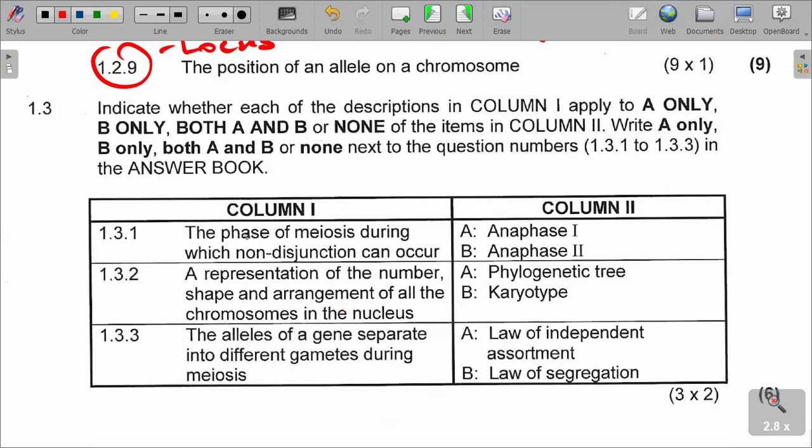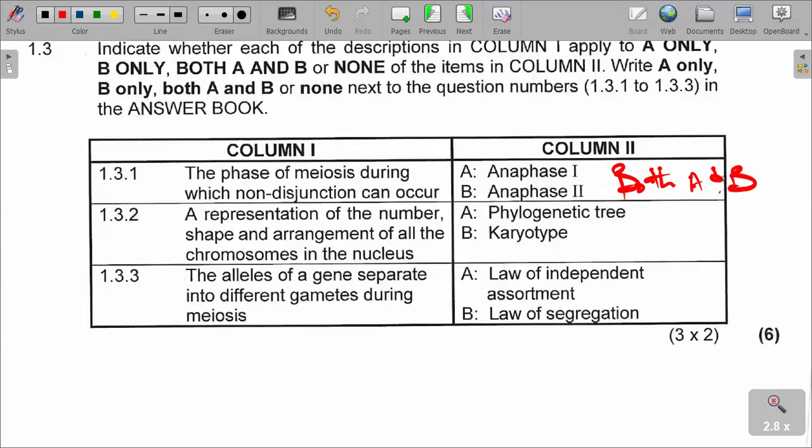And then we go to question 1.3, which is either A, B, both or none. The phase of meiosis during which non-disjunction can occur. When do we have non-disjunction occurring? It can occur in anaphase 1 or 2. So we can say it is both A and B.